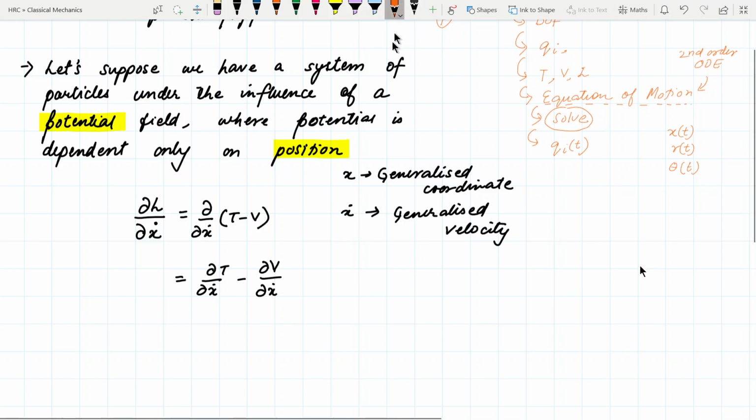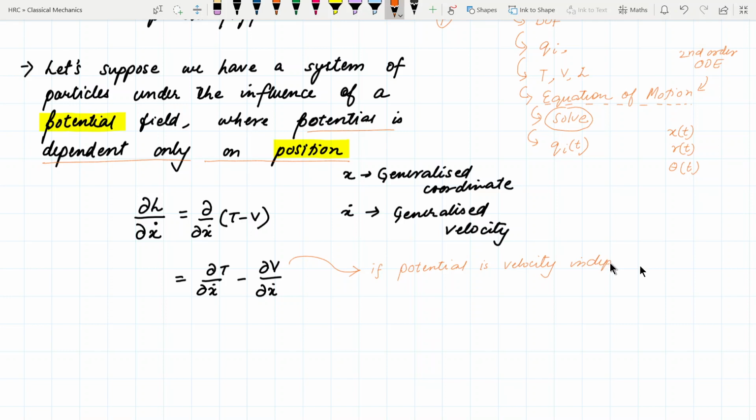So here we said that the potential is usually dependent only on the position. The majority of potentials are velocity independent. If the potential is velocity independent, meaning it is not dependent on velocity but instead on position, then this term is zero.